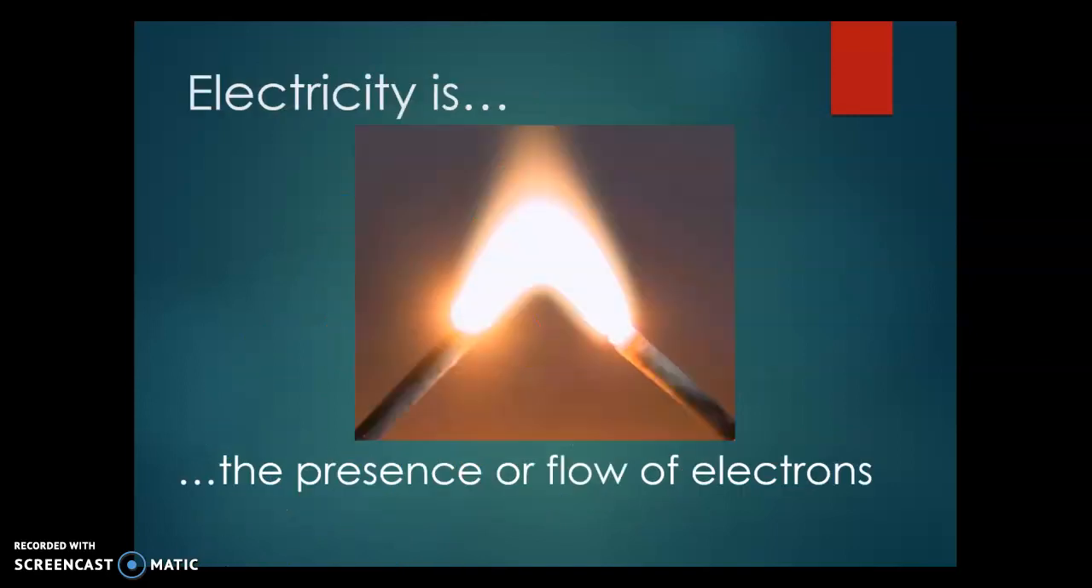All electricity is then is the presence or flow of electrons. You see here two wires that are close together. This bright light right here is not fire, it is actually the flow of electrons. This is electricity flowing from one end to the other. Have this picture in your notebook too, so you can represent electricity. Maybe you want to draw a squiggly line, or you want to draw it like they have in the picture. Just make sure you have electricity as the presence or flow of electrons. Let's keep moving.